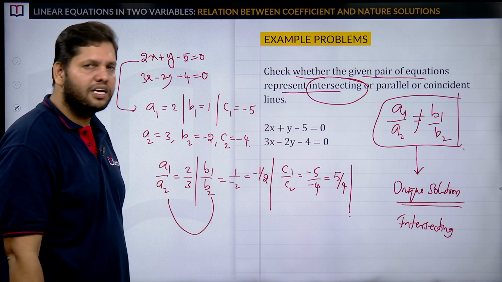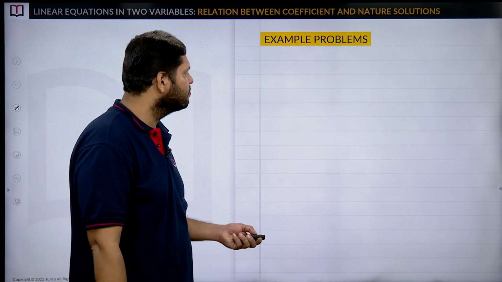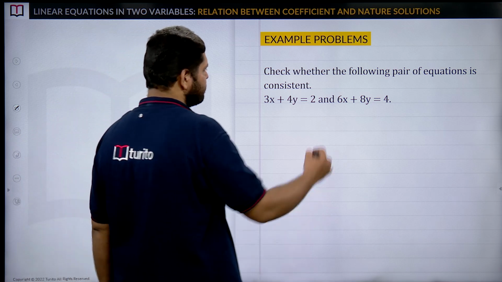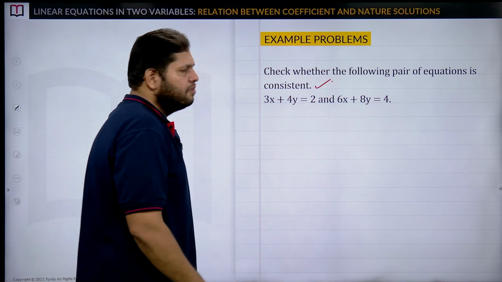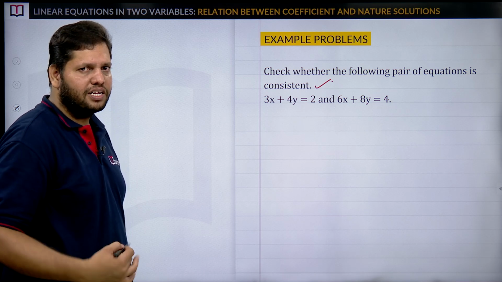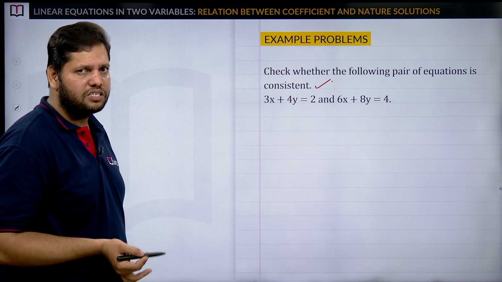Clear, children? Any doubts regarding this question? Okay, let us see another question, children. One more. Check whether the following pair of linear equations is consistent. Again the same type of question, children. We have to check whether the given pair is consistent or not. If consistent, how many solutions? If inconsistent, it means there is no solution.